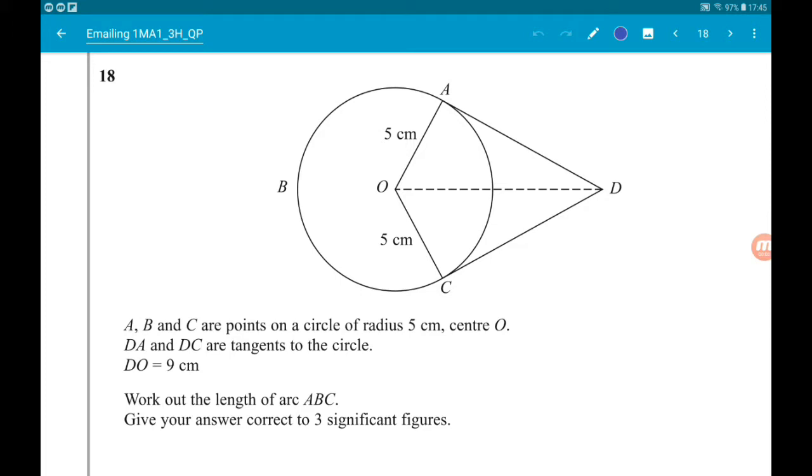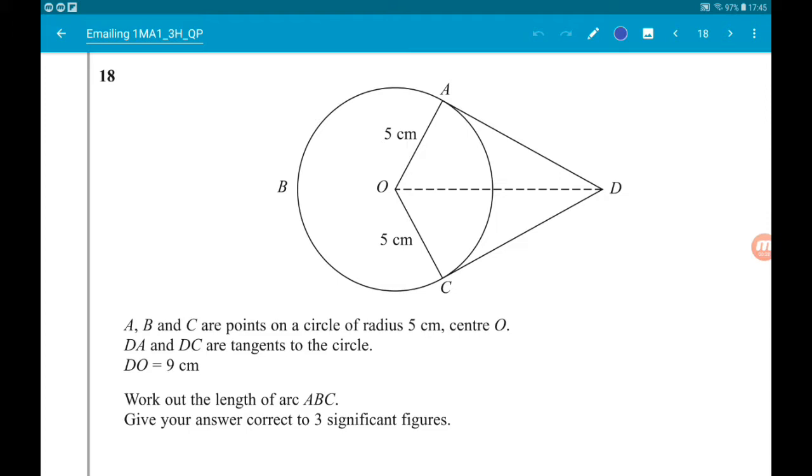Okay, another fun one, number 18. So here we've got circle theorems, circles and sectors, a good time. Okay, so A, B, and C are points on a circle of radius 5 centimeters, center O. The lines at A and C are tangents to the circle.